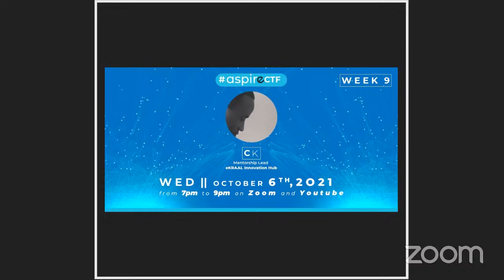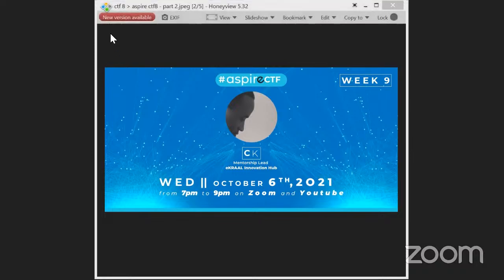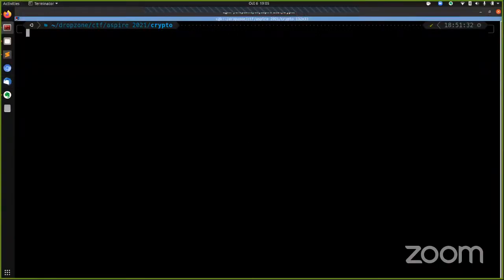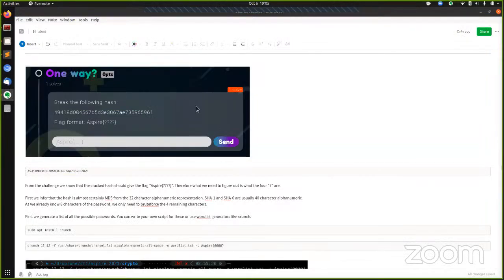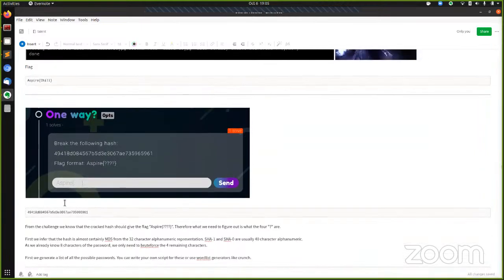So let's begin. Let me share my screen. So the first one we will start with was a challenge called One Way. And the question was: break the following hash. Then there was some hash that was provided and we were given the flag format. So again, this is the hash. I've pasted it here for easy access.